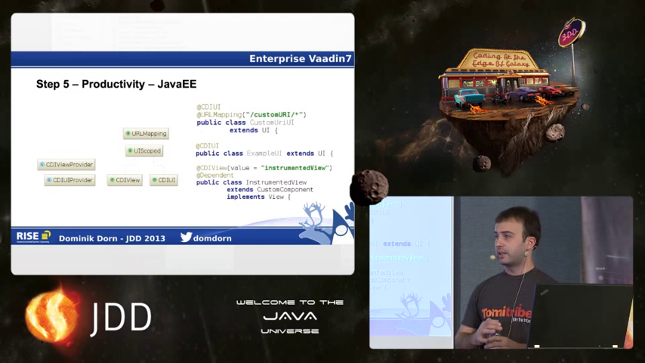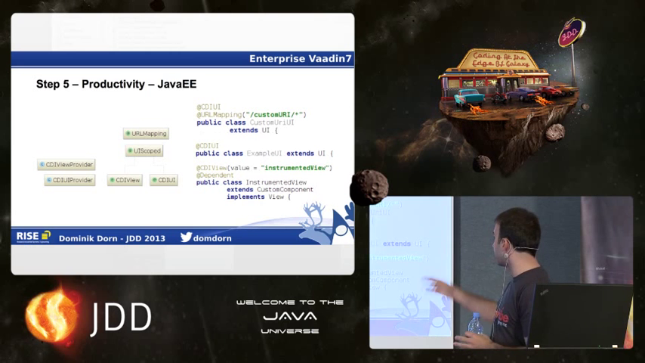The CDI plugin is built up with some classes. You basically have some annotations like CDI view, CDI UI. You have a custom scope, the UI scope, and you have an annotation for URL mapping, so you can basically map some views to some paths. They have internally a CDI view provider and a UI provider that is necessary to hook into Vaadin's mechanism and allow the @Inject annotation in your code.